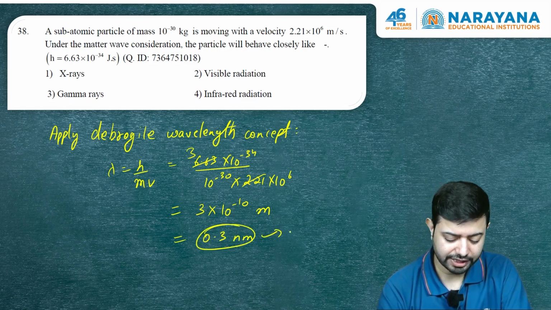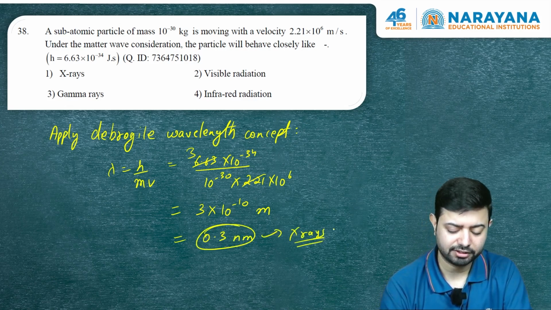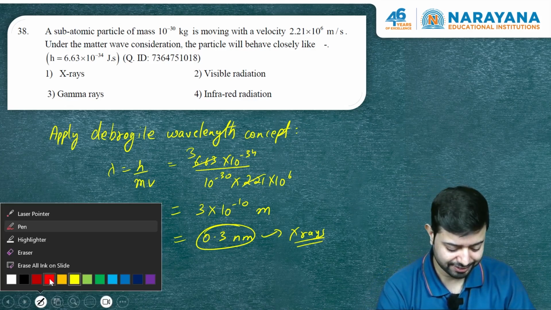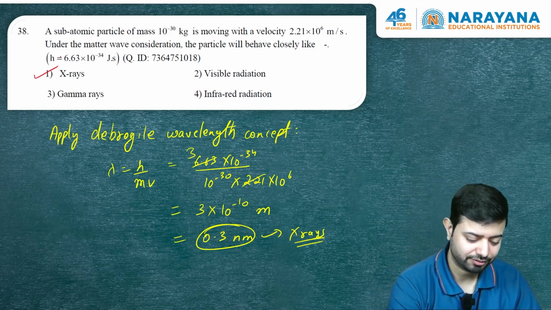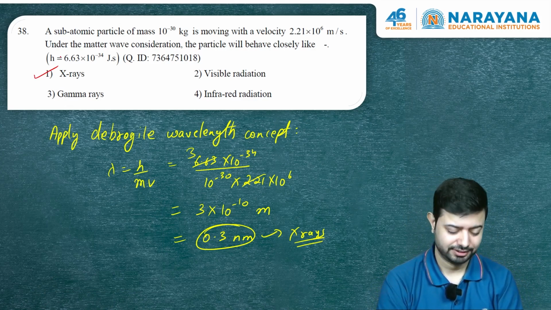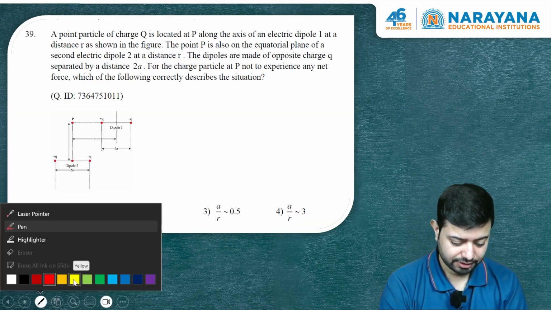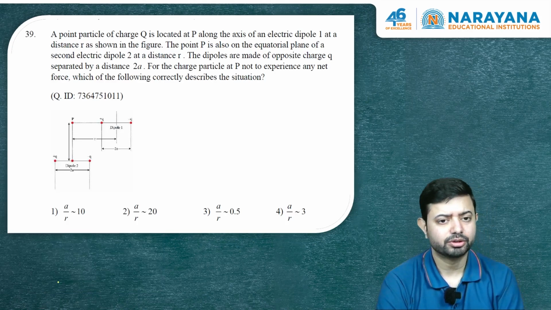This is a range of X-rays, you can see it from the spectrum chart. Okay. This will be the range of X-rays, hence you will have the solution of the first option over here. Okay. I hope it is clear. Next one, have a look at it. This is really a good question.